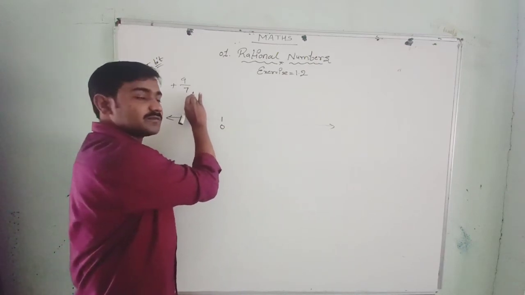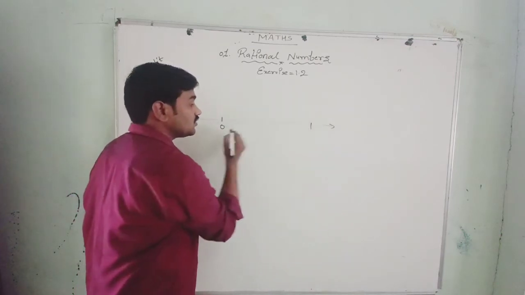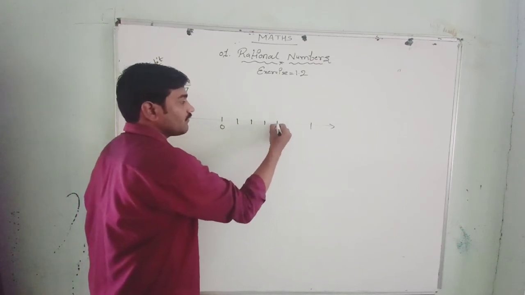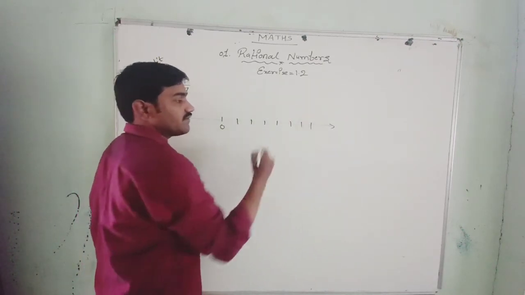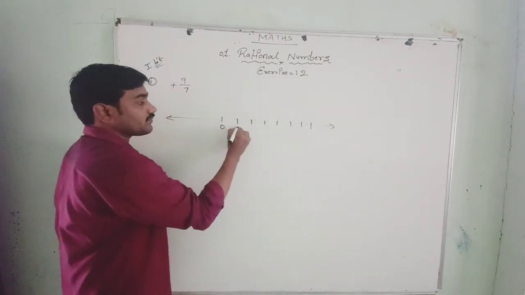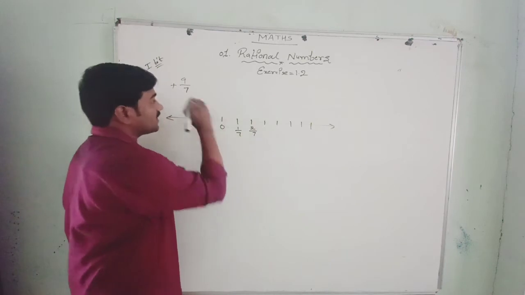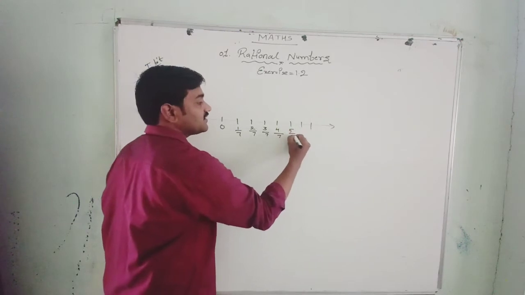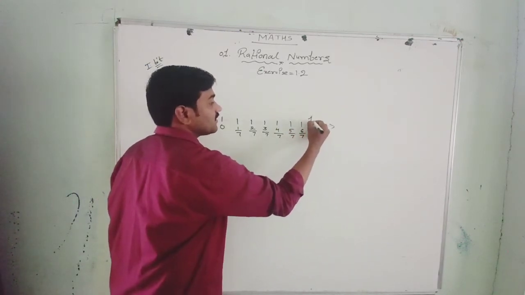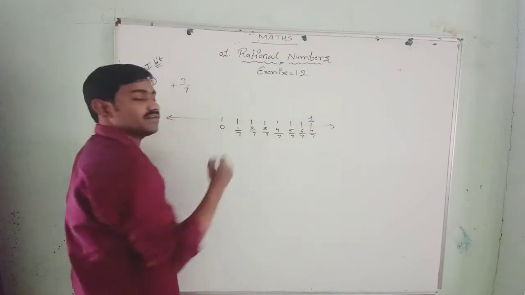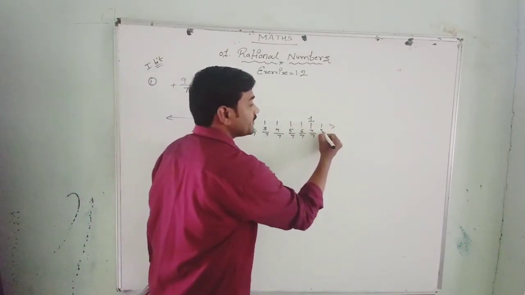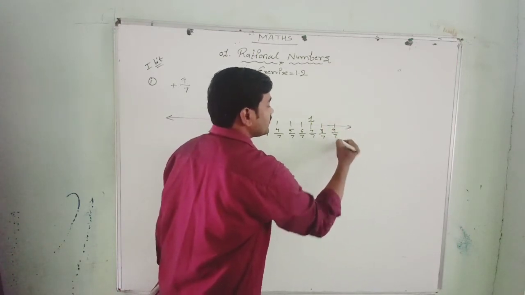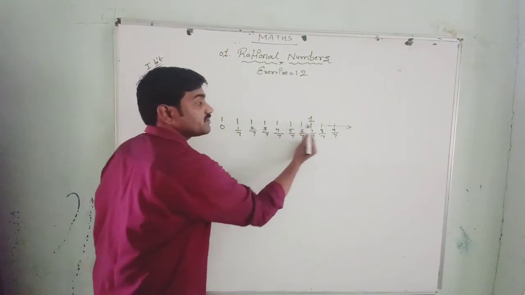Denominator is 7. That means between 0 and 1 we have to divide it into 7 equal parts. 1, 2, 3, 4, 5, 6, 7. Now here you write 1/7, 2/7, 3/7, 4/7, 5/7, 6/7, because the denominator is 7. Then 7/7, which cancels to give 1. Then again you continue with 8/7 and 9/7, and make sure that the distance is the same.